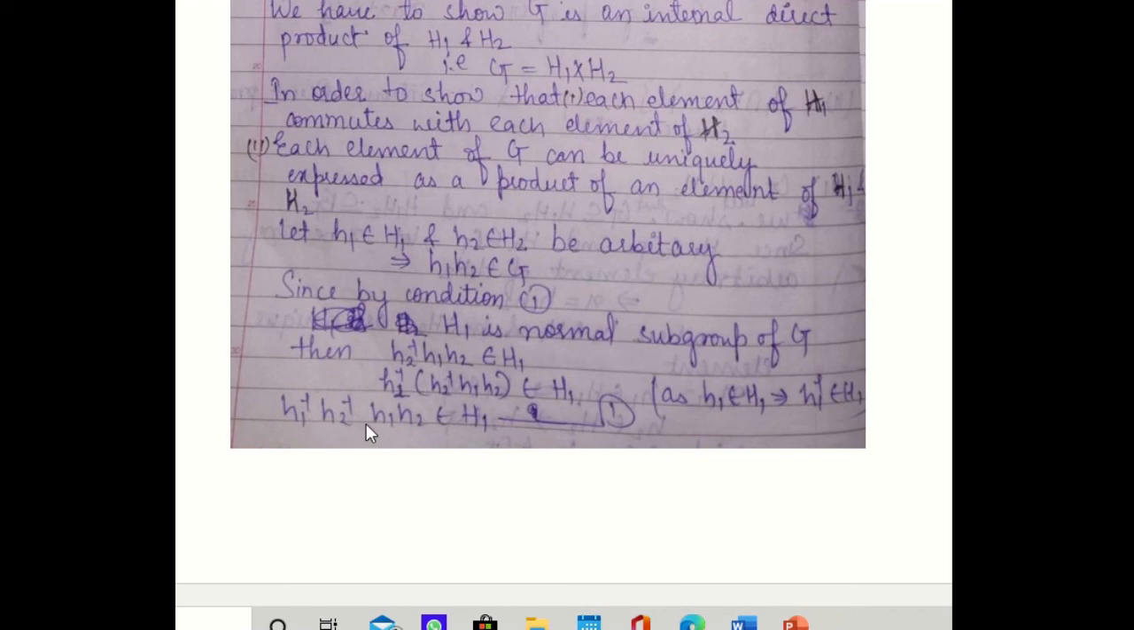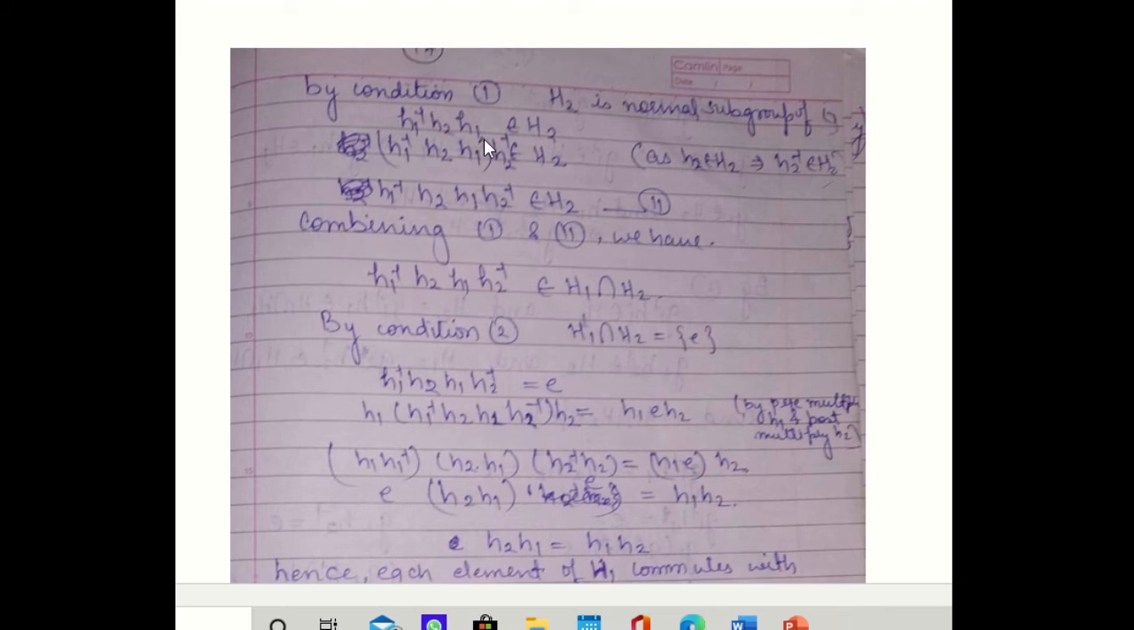And this can be easily done. Now by condition 1, H2 is a normal subgroup of G. So H1 inverse H2, H1 inverse H1 belongs to H2. So H1 inverse H2 times H2 H1 H1 inverse belongs to H2. So this implies H1 inverse H2 H1 times H2 inverse belongs to H2.